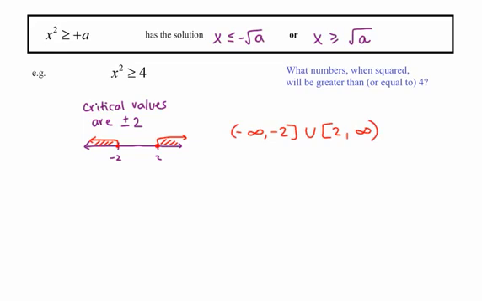I'm going to show you another way to solve these later, but one way, if it's just a simple quadratic inequality greater than a constant, is to reason your way through it. Figure out the critical values and then test it. Test each component and see where it fits.